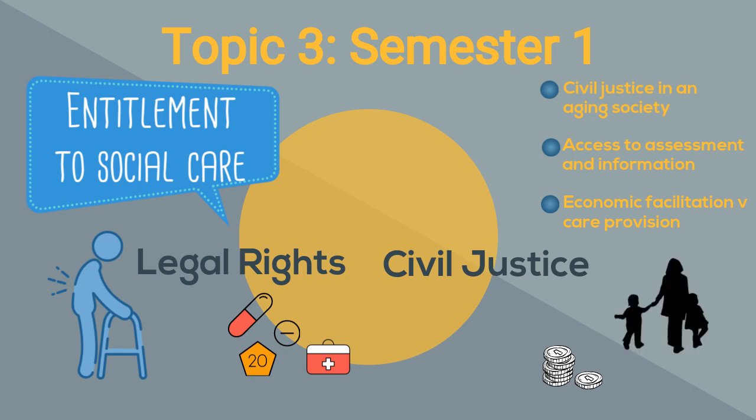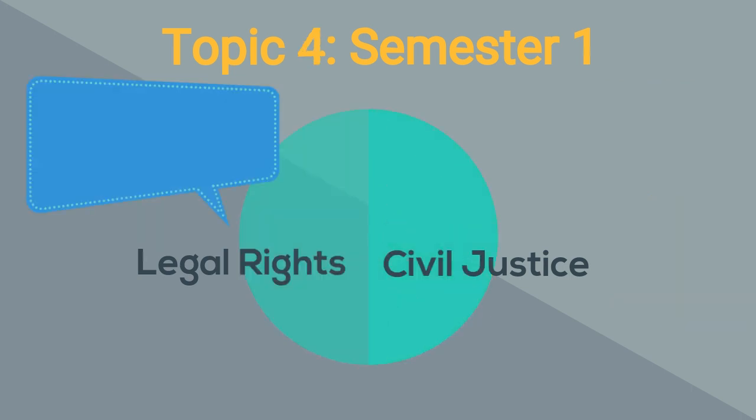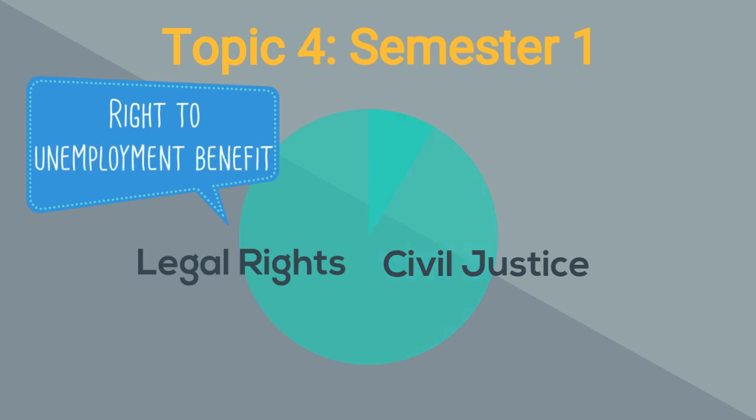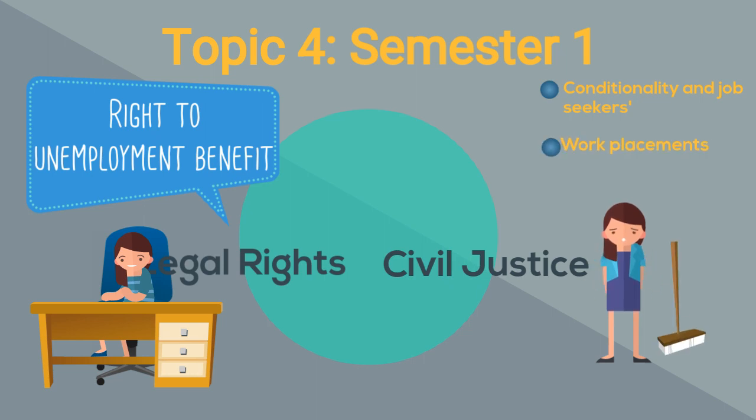In the fourth topic, we look at the right to unemployment benefit, and we explore what citizens must do and the routines in which they must engage in order to qualify for payments at times when they do not have an income from employment. We consider the requirement that citizens without work should work for corporations for free in order to gain work experience as a condition of their entitlement to unemployment benefit.